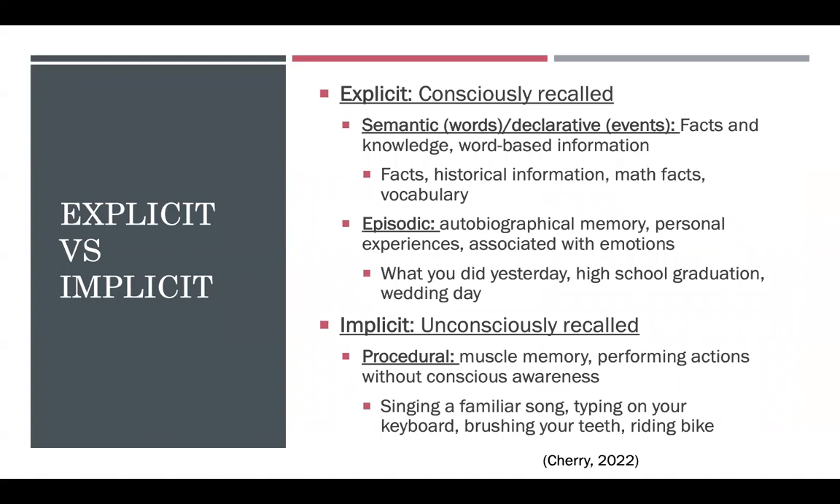So what is the difference between explicit versus implicit memories? Explicit memory is when you consciously recall or recognize particular information and is information you consciously work to remember. There are two different types of explicit memories.